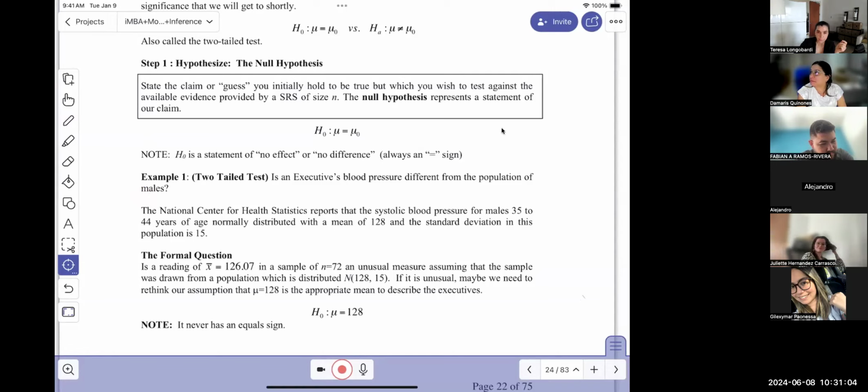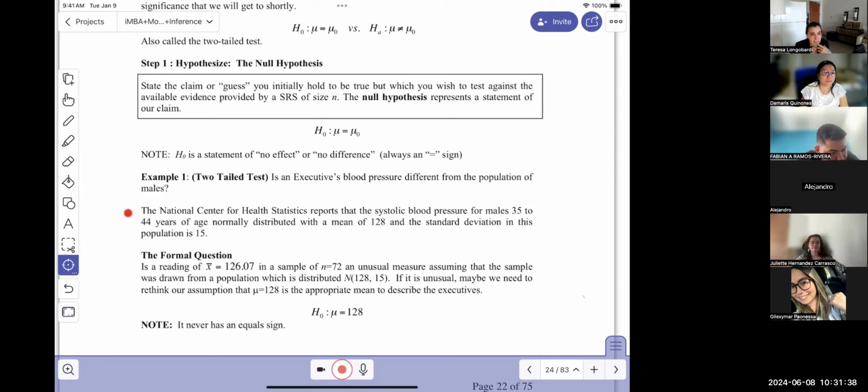So male executives. Think about male executives. Maybe you think they're more stressed out, or they're in poorer health because of the stress. They have higher blood pressure. Okay, so this is a suspicion. In general, though, let's say we have no evidence to suggest there's any difference. We're going to begin with the status quo that male executives should have the same blood pressure on average as the average male around the same age.